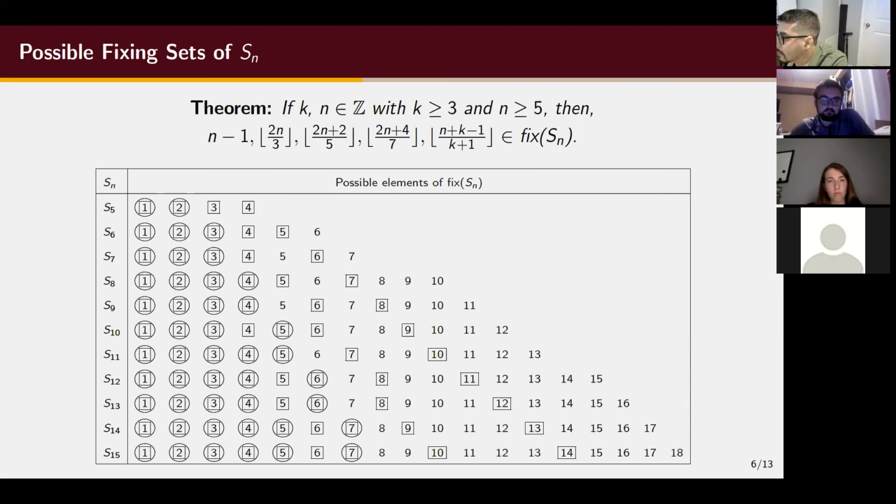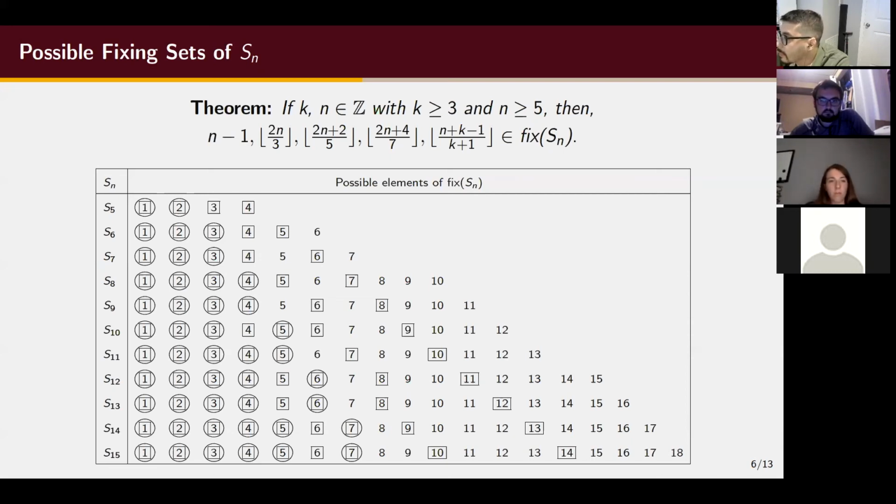One interesting thing to note about the fixing sets of S_n for any n greater than or equal to 7 is that there always tends to be a gap at n minus 2. So for example, S_9 has a gap at 7, S_10 has a gap at 8, and so forth for n greater than or equal to 7.